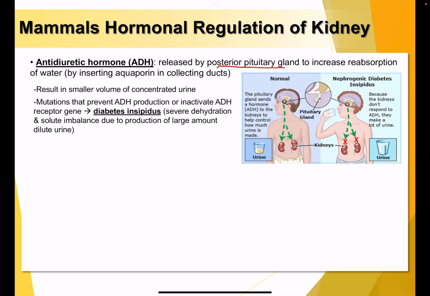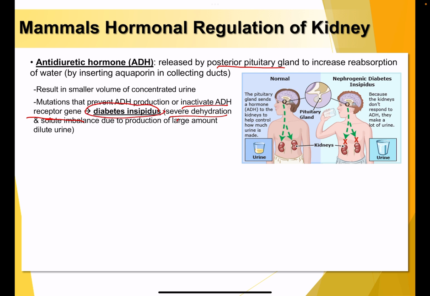Now, if there is any mutation to this particular protein, either you cannot produce ADH or you inactivate the ADH receptor genes such that you have nothing for the ADH to bind to and cause an effect, you can have severe dehydration and solute imbalance due to constant production of a large amount of dilute urine. There's no regulation of reabsorption of water whatsoever. So you just keep peeing whatever water you have, and there's no conserving. This condition is called diabetes insipidus.